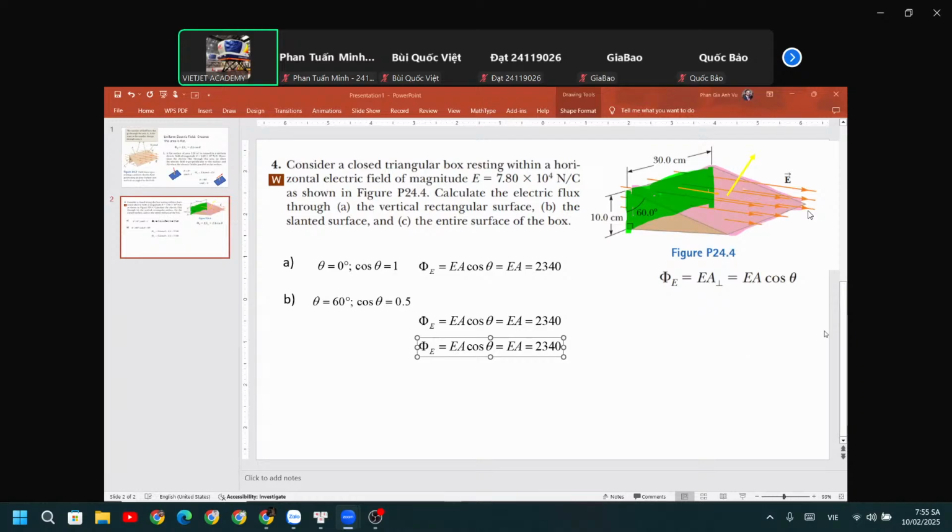Please pay attention to that. So in this case, you have the area of 30 times 20 centimeters squared, right? So you get the same answer as question A. Is it interesting? You see why? The reason why.